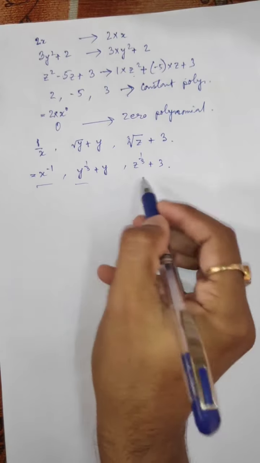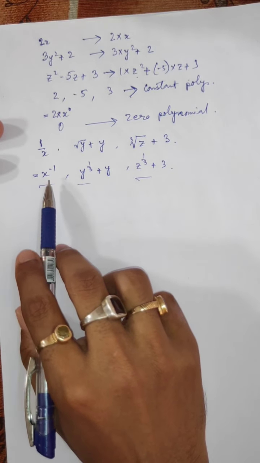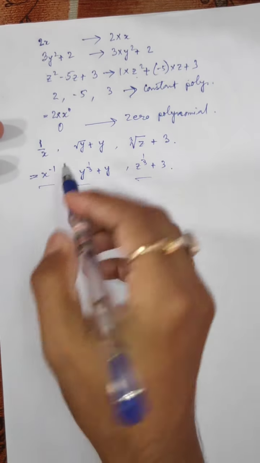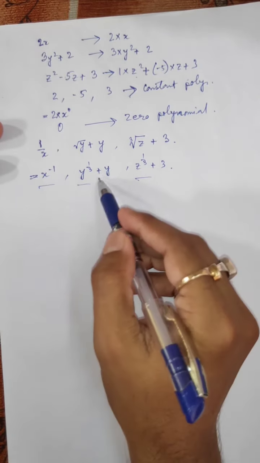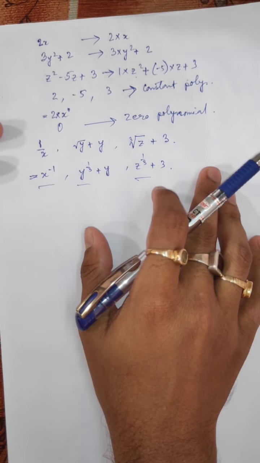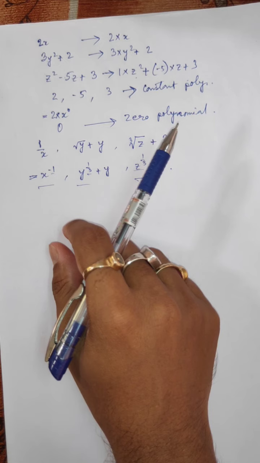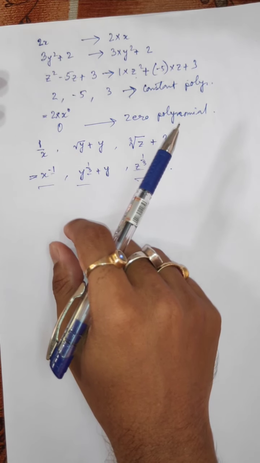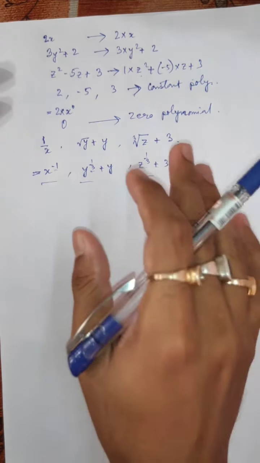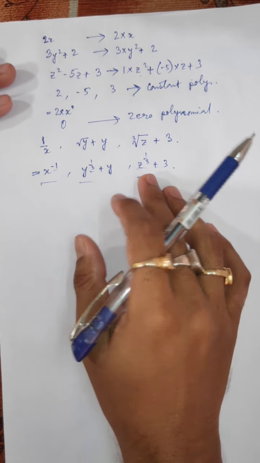Now see, in these expressions the exponents of the variables are negative and fractions. In this case it is negative, and in these two cases they are fractions. So if negative and fraction exponents are there in an algebraic expression, if the exponents of the variables are negative or fractions, these are not considered to be polynomials. Remember this.